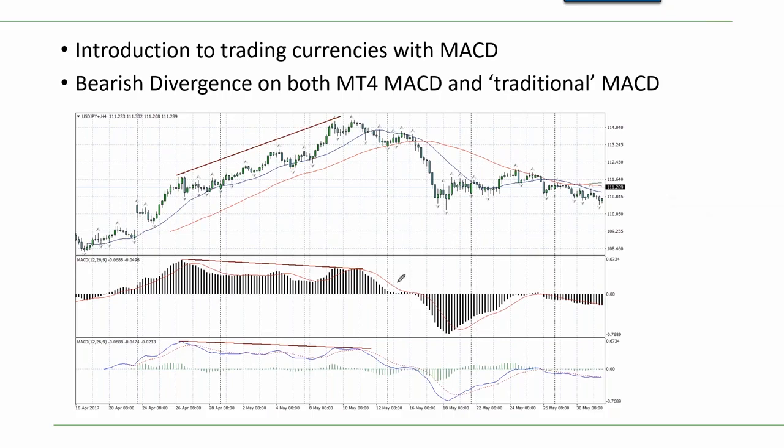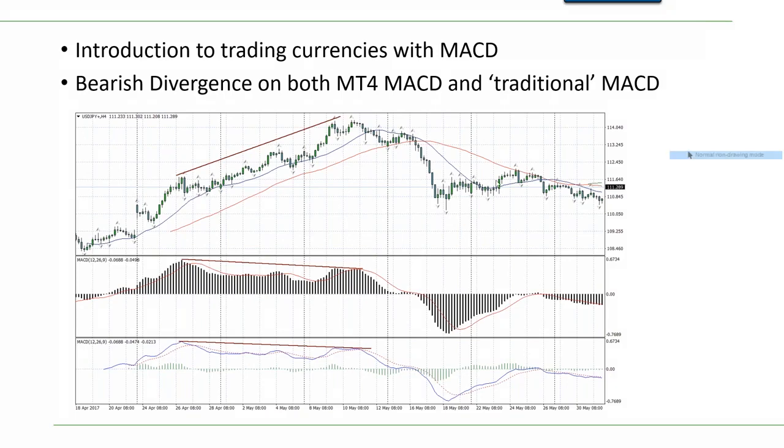Just remember the histogram. The histogram on the standard MetaTrader 4 MACD is the same as the MACD line, in this case the blue line on a traditional MACD. The signal line stays the same. The histogram is representing the MACD line.